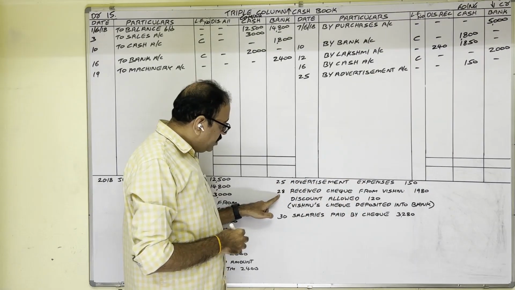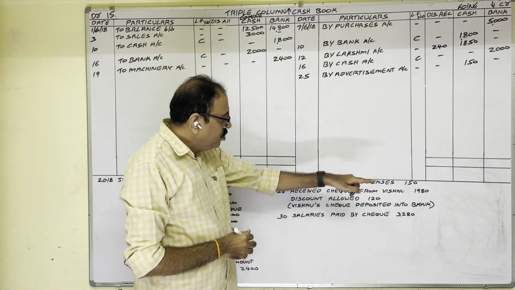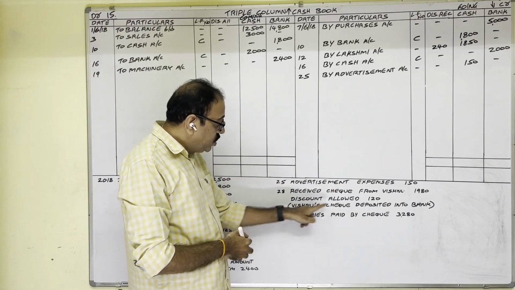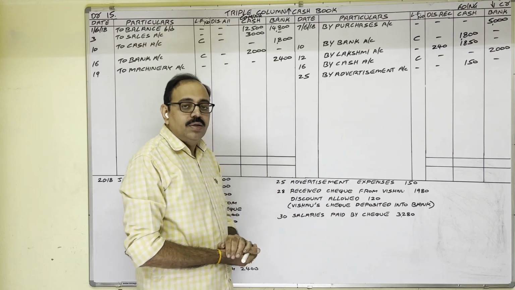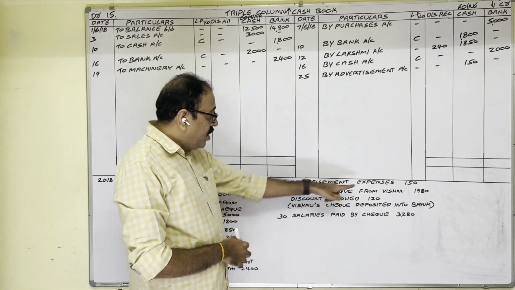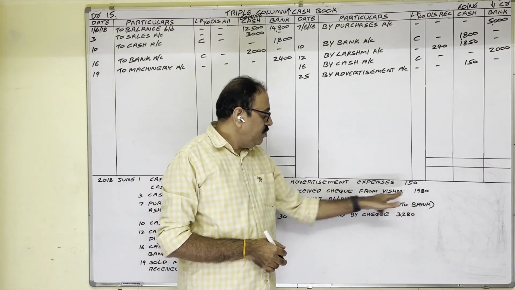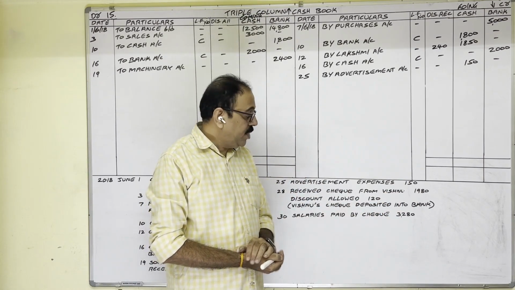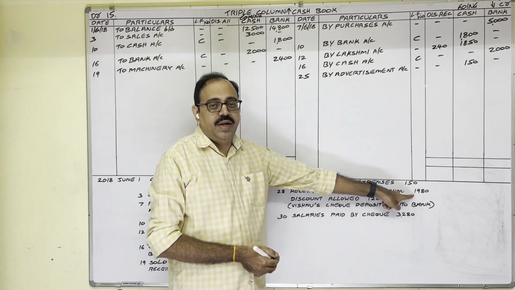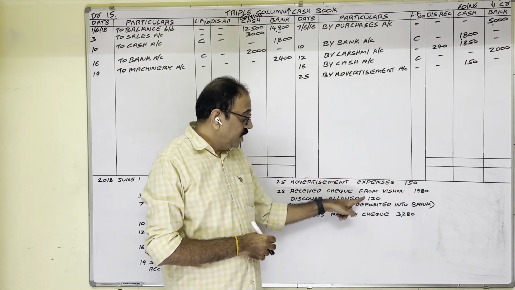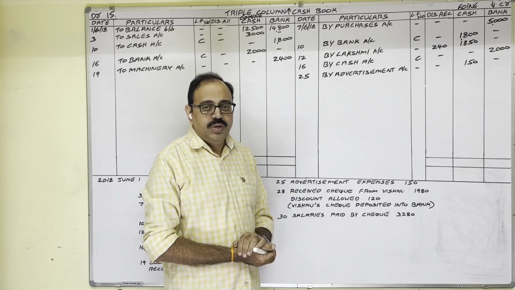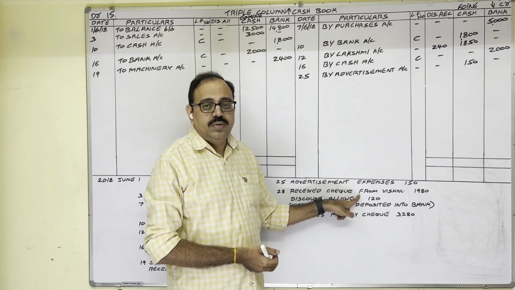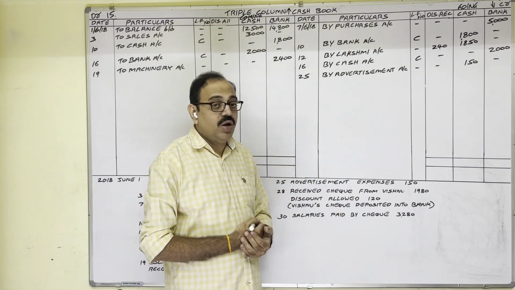Next, on 28th date: received check from Vishnu 1980, discount allowed 120. In brackets, Vishnu's check deposited into bank. What is the meaning of this? From Vishnu, 1980 plus 120, 2100, we should receive. In full settlement, he has given 1980. So we allowed a discount of 120 rupees to him. And how did he pay this amount? Through a check. So a check came to us, not cash.